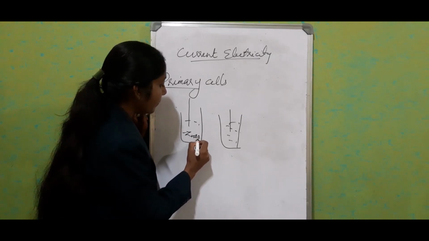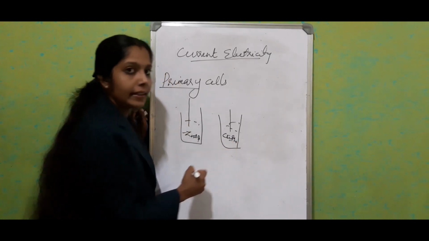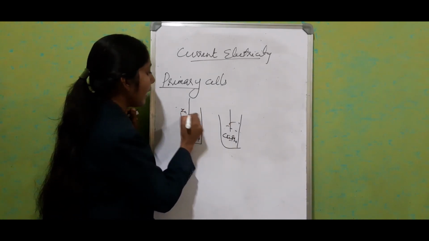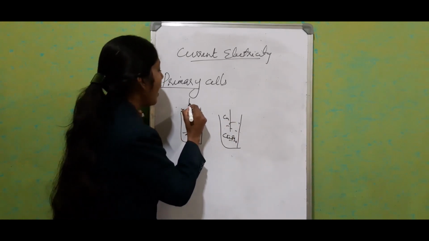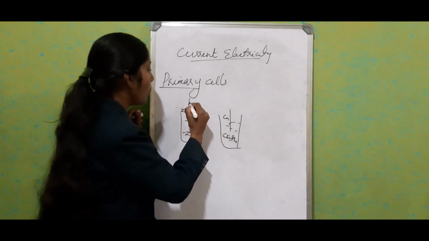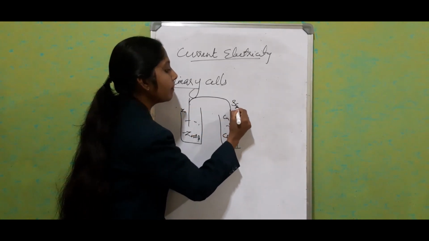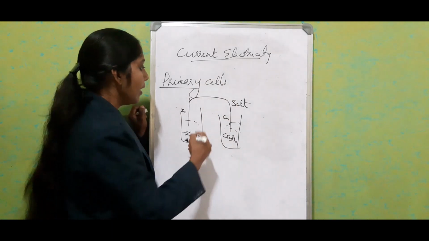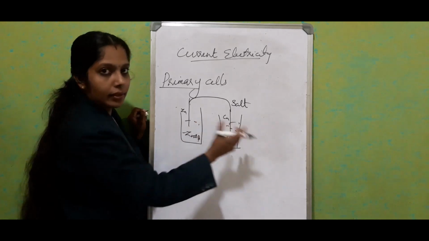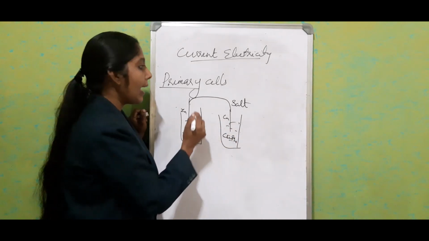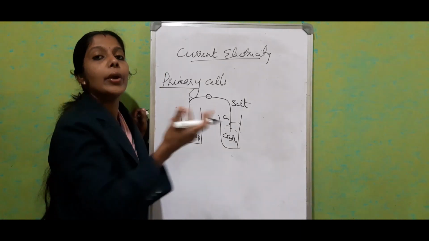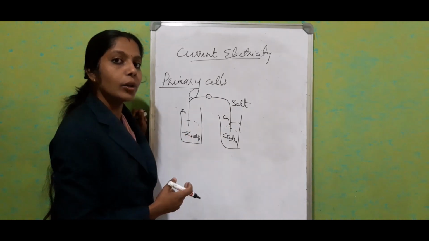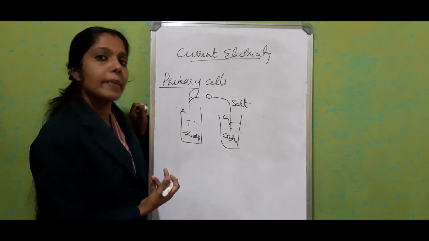Zinc sulfate and copper sulfate will be there in two different tumblers, and we will have two electrodes, zinc and copper. We have to connect these two containers with a salt bridge. When we connect these two containers with a salt bridge, automatically the chemical reaction will happen here, and if we connect a galvanometer here, we can measure the output as current. Or else if you connect a bulb here, it will glow. This is an example of a primary cell.